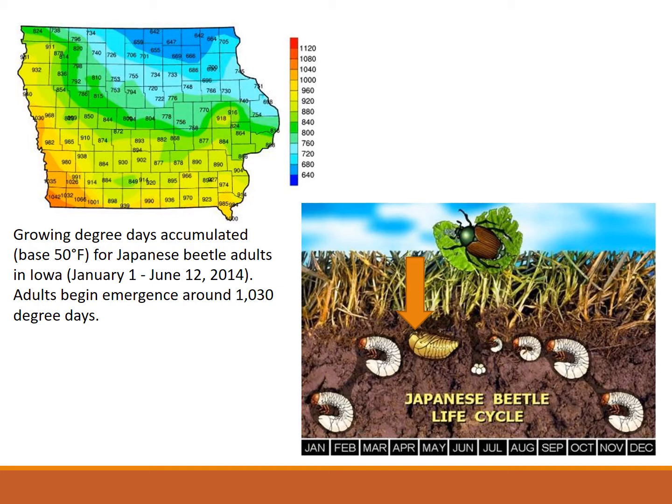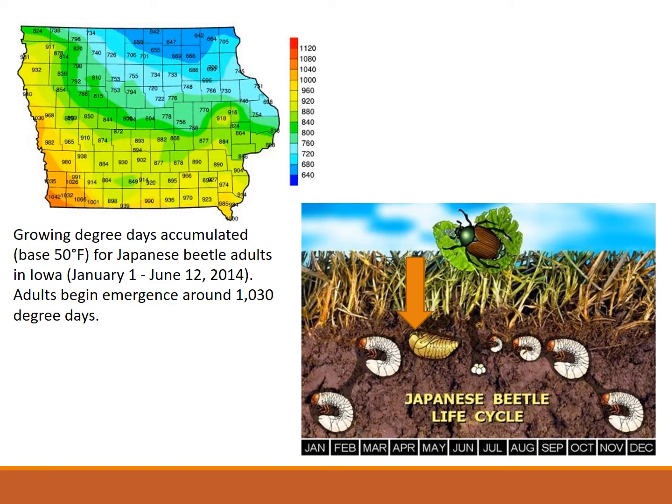If you're way down in the southwest corner of the state, you're going to be the first part of the state to reach 1,030 growing degree days. But if you're way up in northern Iowa in that particular year, they had only accumulated somewhere around 650 growing degree days by June 12th. So the first place in Iowa that these adult beetles are going to emerge is the southwest corner of the state.